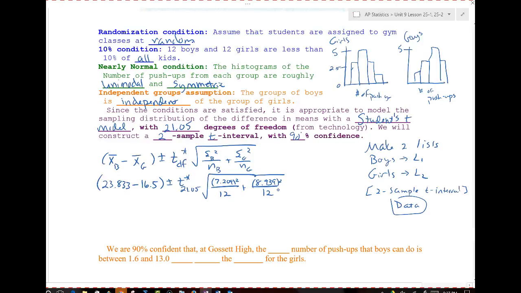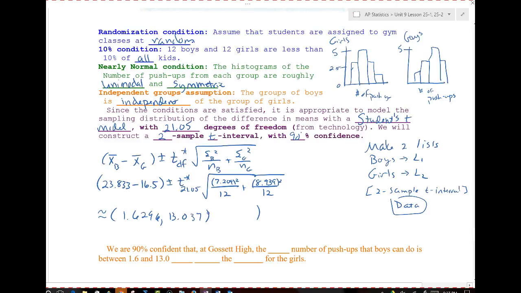Again, I would let the calculator do all the work for me on this one, but we can easily put in the information from our calculator to get this. And then you're going to get approximately, your interval is going to be between 1.6296 and like 13.037. All right, now that's additional push-ups that guys could do over girls.